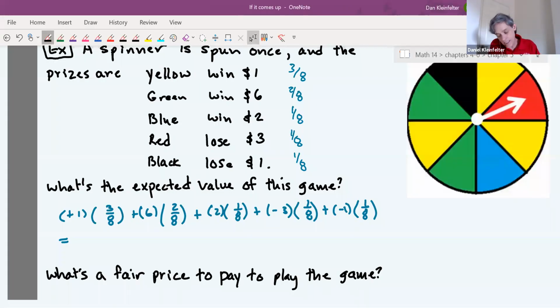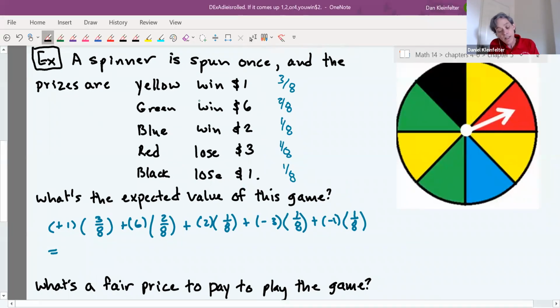All right, so this is how I would start it. So I would figure out the probabilities for each outcome. So there's 8 slices here. We're going to assume if it lands on a line, you're going to spin again. Okay, so ignore that. Yellow, there's a 3/8 chance, green a 2/8 chance, and so on, all the way down to black, which has a 1/8 chance. And so again, I'm going to represent the wins by positive values and the losses by negative values. We're going to multiply each probability by each outcome and add the results.